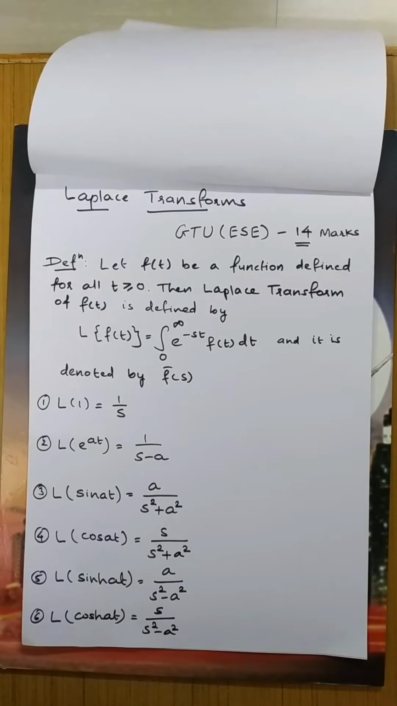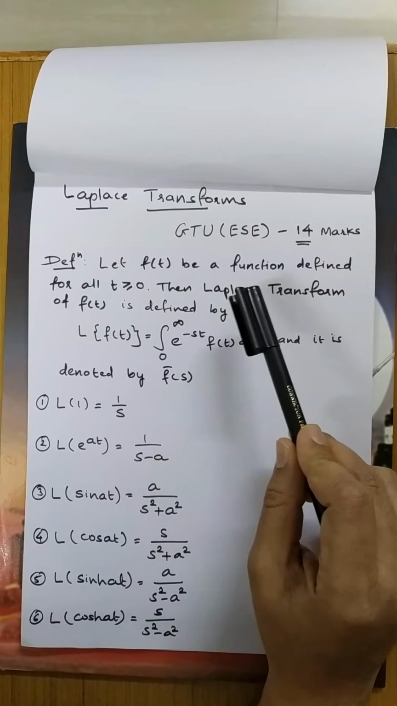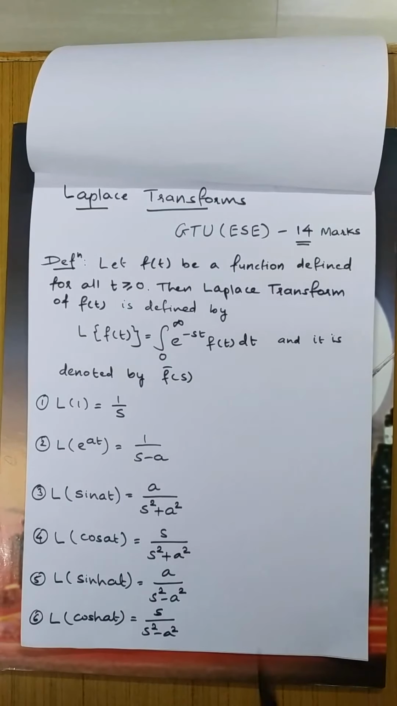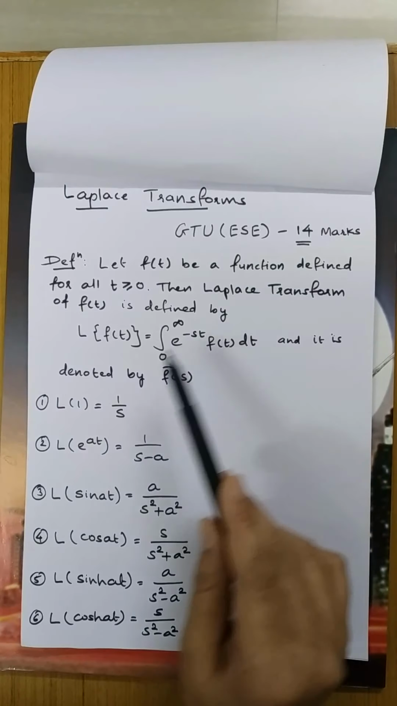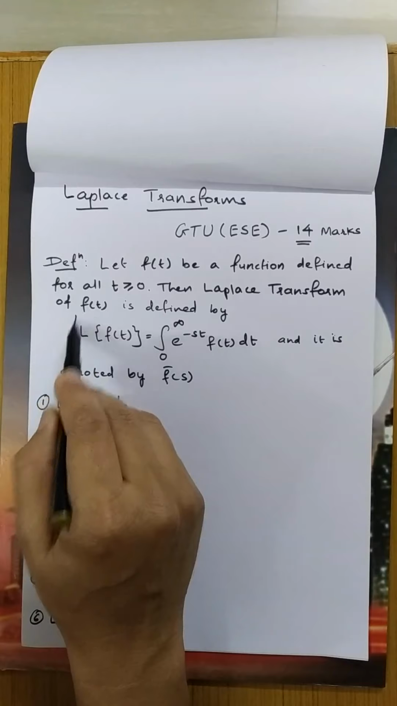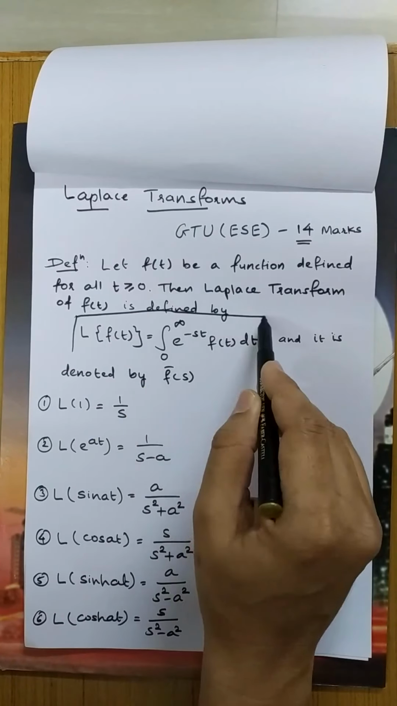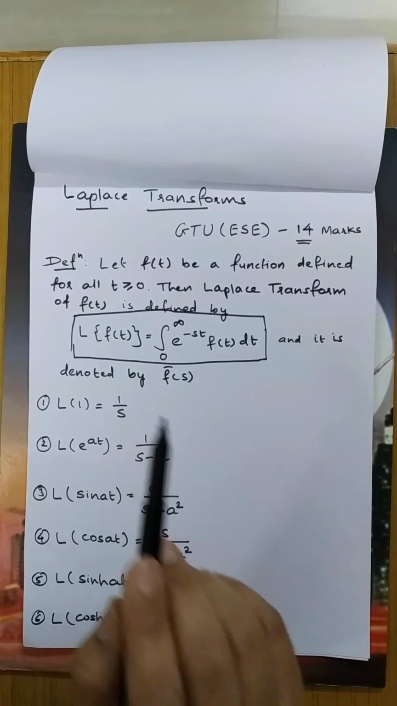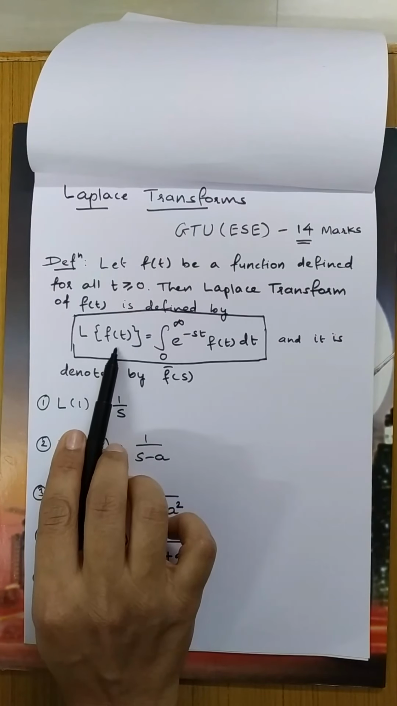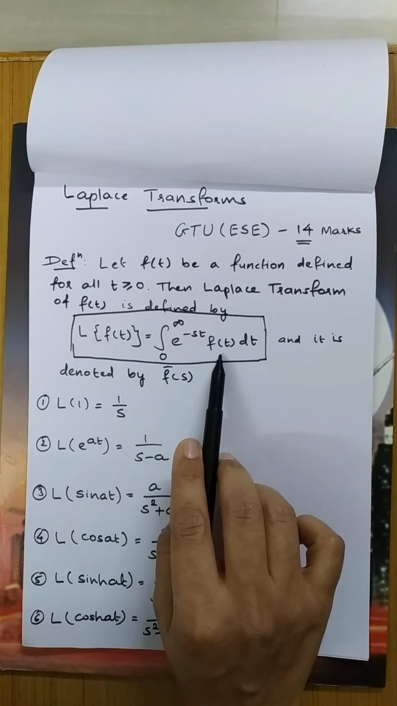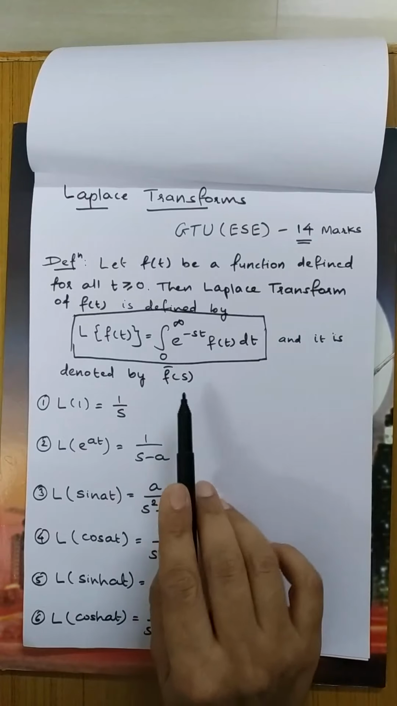First you need to understand the definition of Laplace transform. Let f of t be a function defined for all t greater than or equal to 0. Then the Laplace transform of f of t is defined by L of f(t). This definition is very important. Basically, Laplace transform is a particular form of integration. You have to remember this formula. When you want to find the Laplace transform of any function, you take the integration from 0 to infinity of e raised to minus st f of t dt, and it is denoted by f bar s.